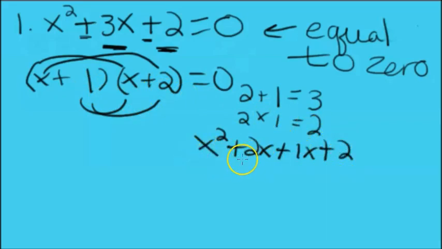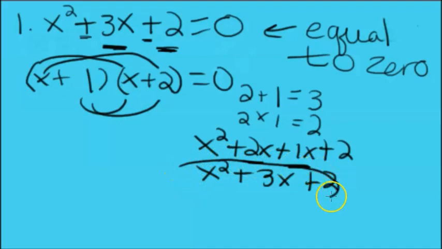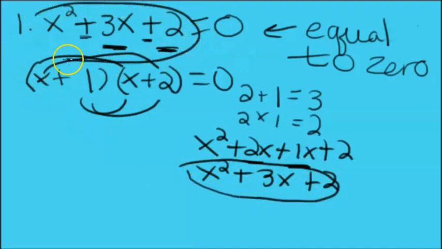So then 2x plus 1x is 3x. Okay, so these terms should match up with these terms. So x squared plus 3x plus 2. So we know that checks out. So this is the correct factored form. So let's continue trying to find the x's of these terms.